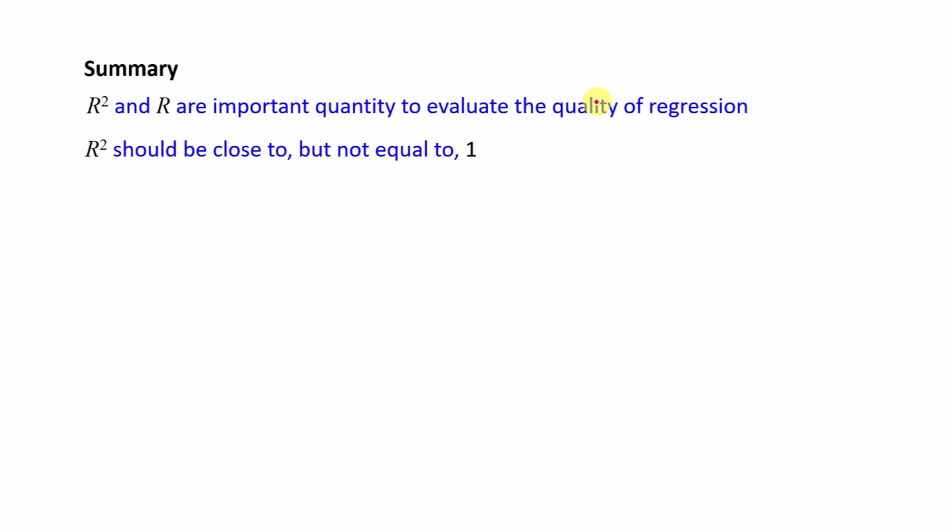We are now ready to summarize the findings. We have seen at least two quantities, R square and R. Both are important quantities to evaluate the quality of regression. R square high is good, close to 1, but too close is not good, and certainly when it is equal to 1 it is not good.